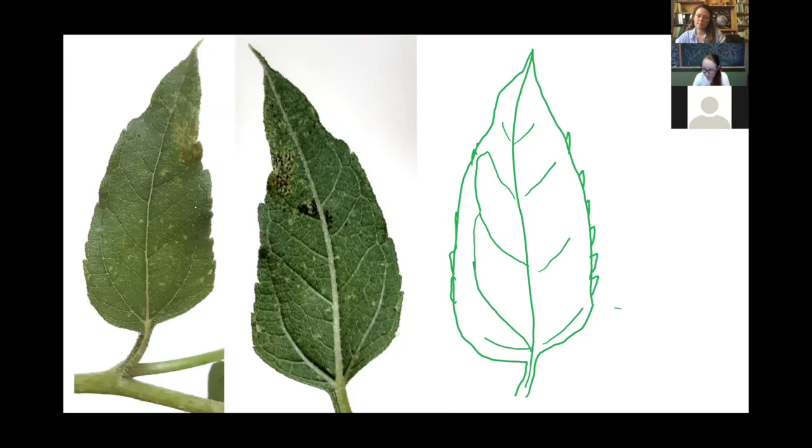And so the top of the leaf is called the adaxial surface. And this bottom side of the leaf over here is called the abaxial surface. And both sides are a little bit hairy. You can feel that texture between your fingers.